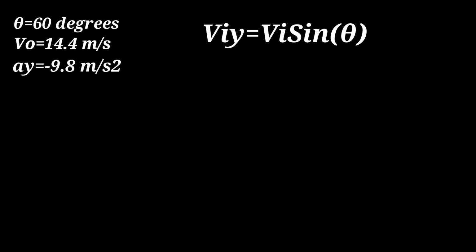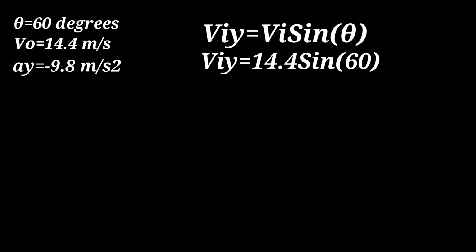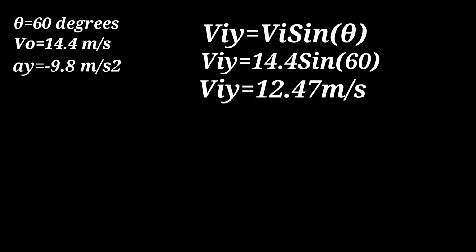Then we use the formula for the initial velocity at y, which is initial velocity times the sine of the angle. We replace it: the initial velocity at y equals initial velocity times sine of 60. This equals 12.47 meters per second.